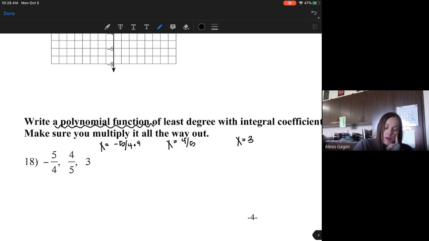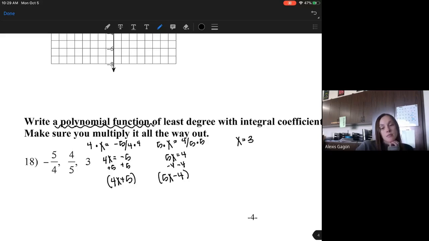So let's start with this first one. I'm going to multiply by 4, so I get 4x equals negative 5. The last thing to get this equal to 0, I'm going to add that 5 over, so I get 4x plus 5 for that one. This one I'm going to multiply by 5, so I get 5x equals 4. Subtract the 4, and I get 5x minus 4. This one, I'm just going to subtract the 3, so I get x minus 3.